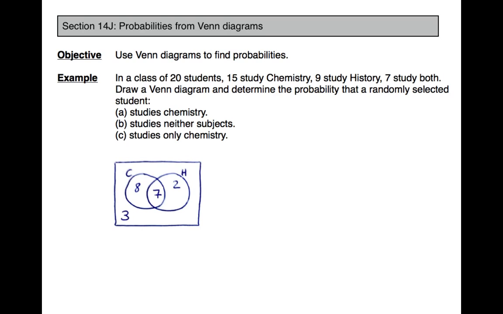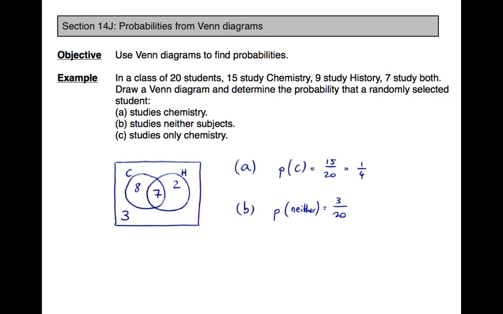What is the probability that a randomly selected student studies chemistry? There are 15 students who study chemistry out of 20. So the probability that that student studies chemistry is 15 over 20 equals 1 over 4. What is the probability that a student studies neither subjects? It's 3 out of 20.